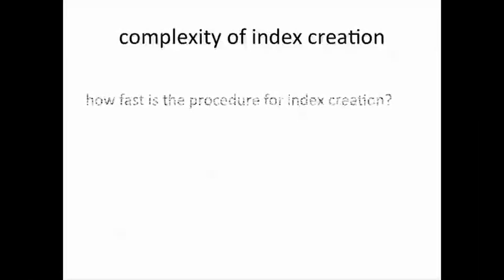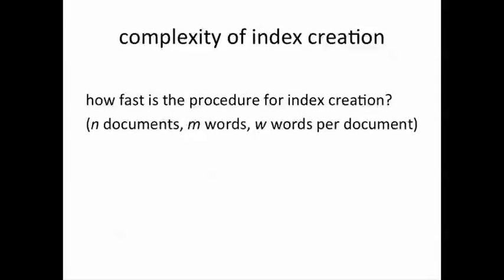Now let's ask how fast the procedure that we just described for index creation actually is. Let's assume there are n documents, m words, and on the average w words per document. For example, in the case of the web, n will be a really large number, maybe in the millions, billions, or trillions. M will be another large number, perhaps not as large as n, but quite large nevertheless.